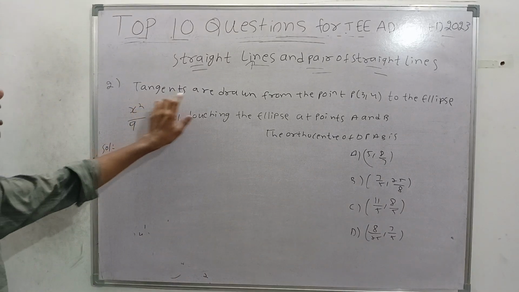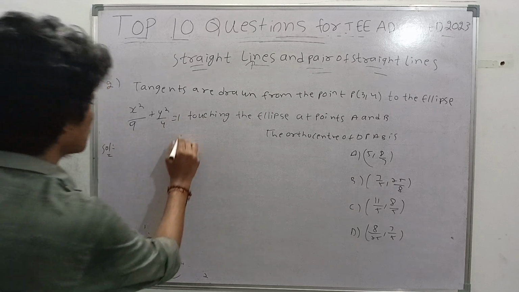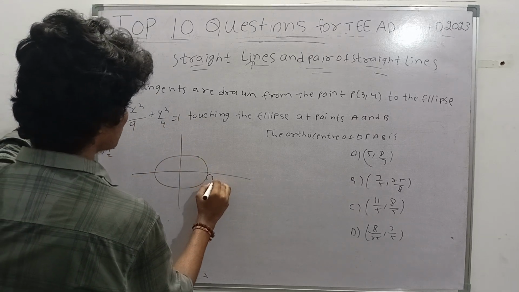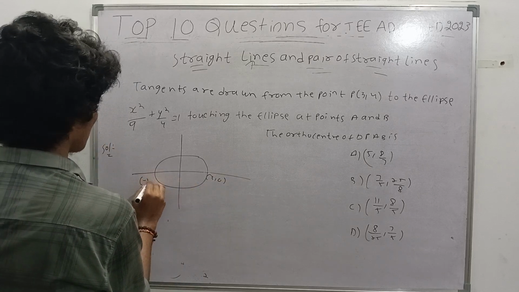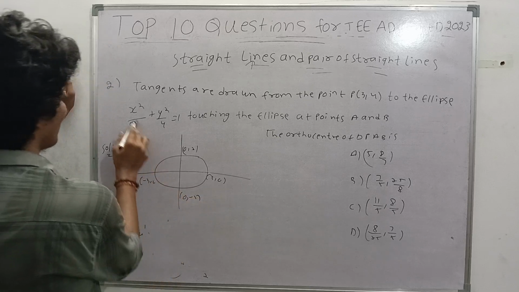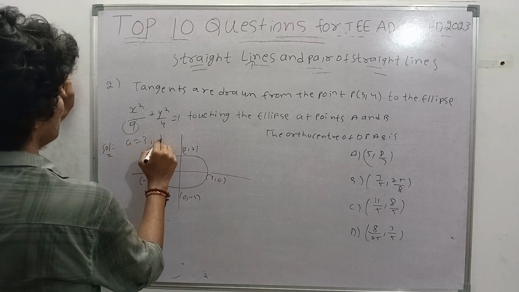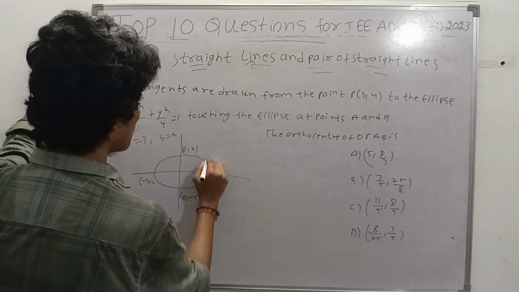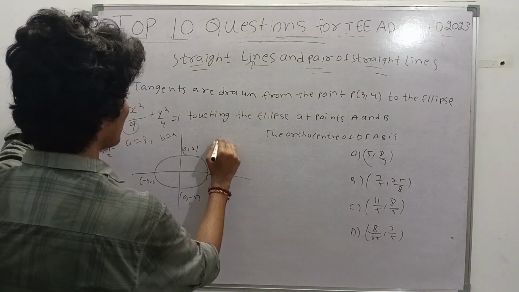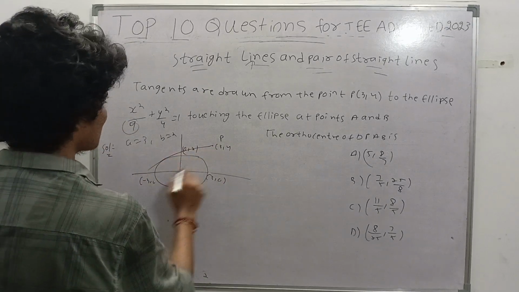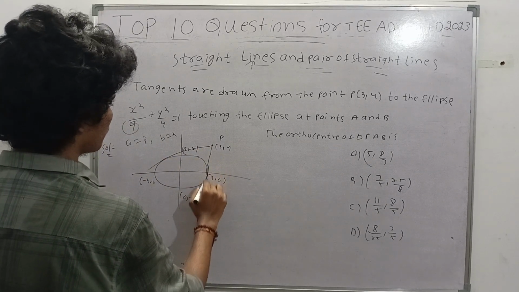What is given? Tangents are drawn from the point (3, 4) to the ellipse. This is the ellipse, and this point is (3, 0), this point is (minus 3, 0), this point is (0, 2), and this point is (0, minus 2). Why am I doing it directly? Because a equal to 3 and b equal to 2. Now the point (3, 4) is here, and it is point P. From this point, two tangents are drawn. One tangent is like this, one tangent is like this.